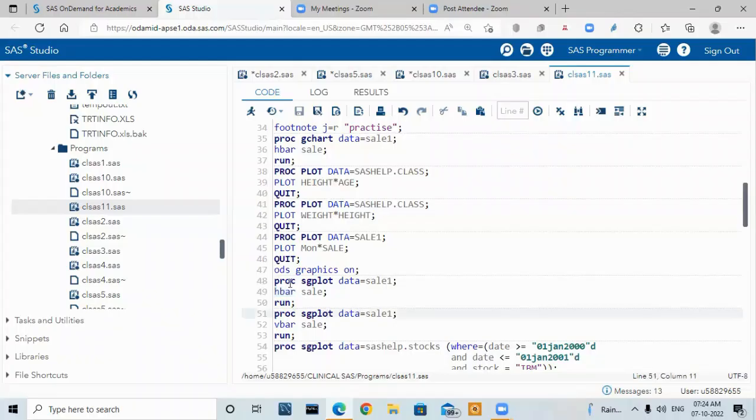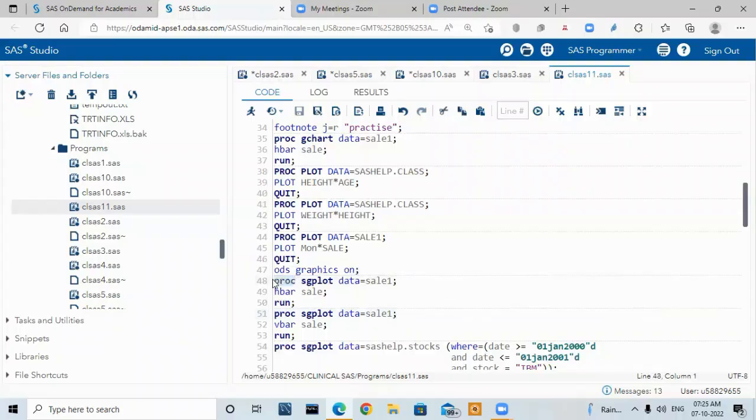So first, and one more thing, whenever graphics are there, whether it is a G chart or an SG plot, you have to switch on the graphics. ODS graphics on will switch on the graphics. Understood? We have to mention ODS graphics on, which will switch on the graphics, right? So here we are mentioning the ODS graphics on. After that, we are using proc SG plot, and the syntax is the same.